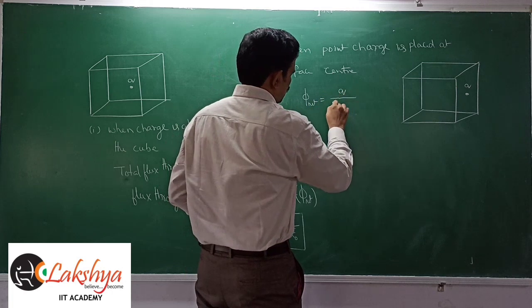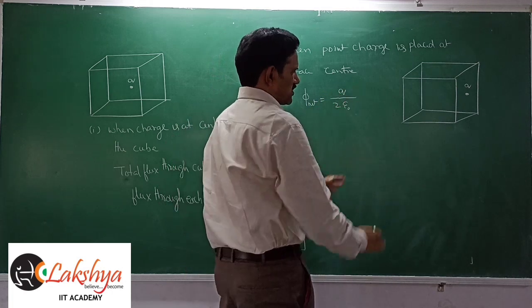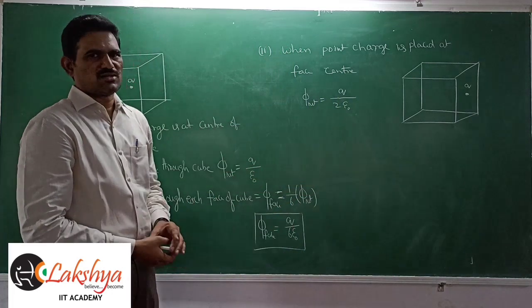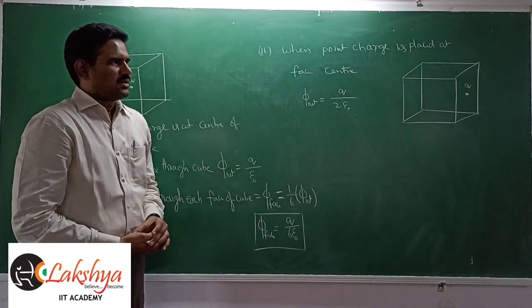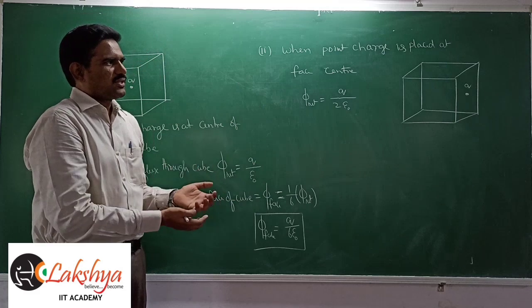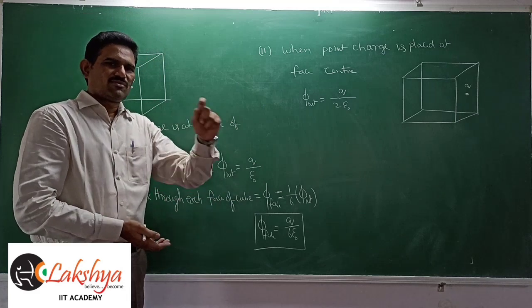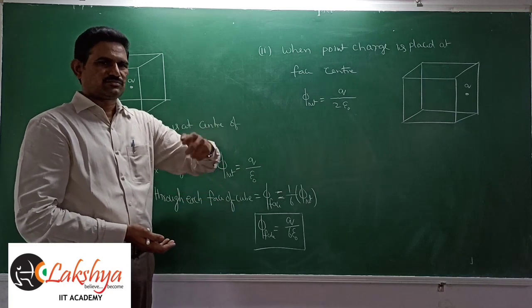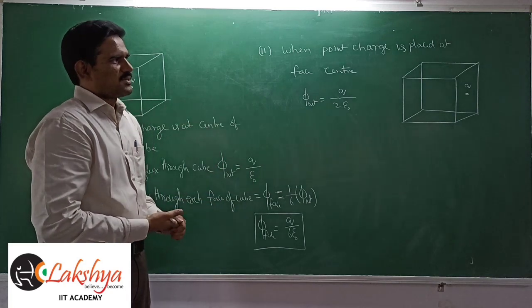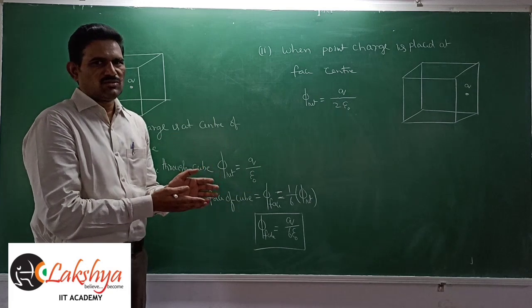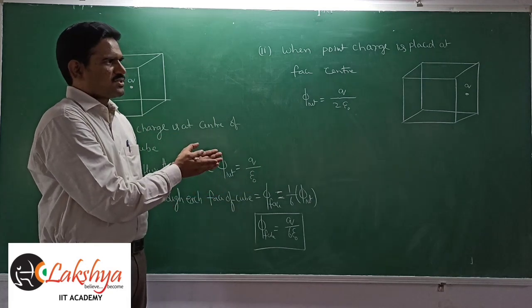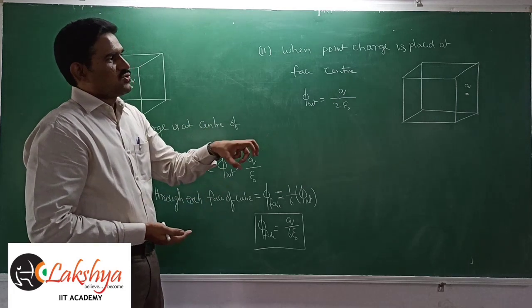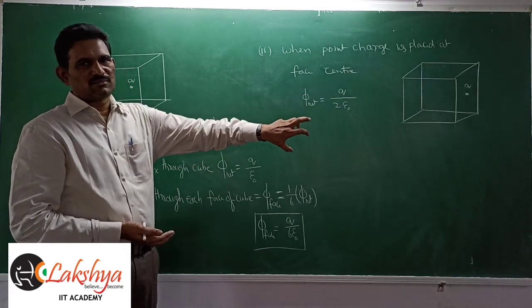So that means that is the flux passing through this given cube, which we have already written in the case of the hemisphere. That is not only for the cube or for the hemisphere. Whenever a point charge is placed on the boundary of a surface, then the charge belonging to that part will be equal to q by 2, we can write.